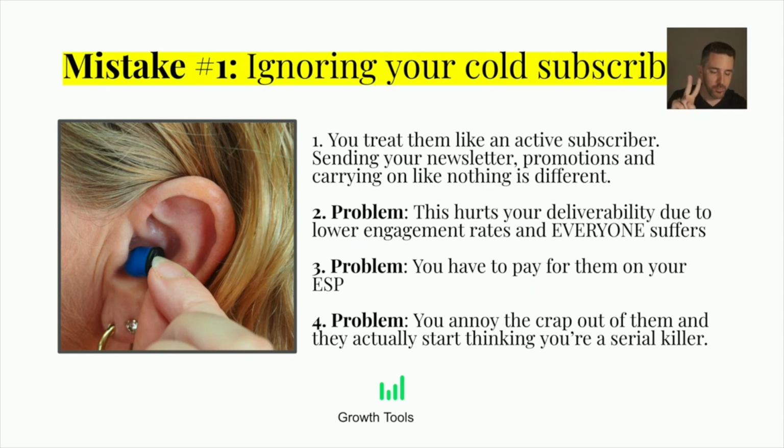Second problem with treating your inactives just like your actives is you have to pay for them. Most ESPs, most email service providers like ConvertKit, Infusionsoft, Drip, etc., charge you by the number of subscribers that you're sending emails to, either by the email send or by the contact. So if 100,000 of your 200,000 people are inactive, you're literally just paying thousands of dollars a month for people who are ignoring you. That's not optimal.